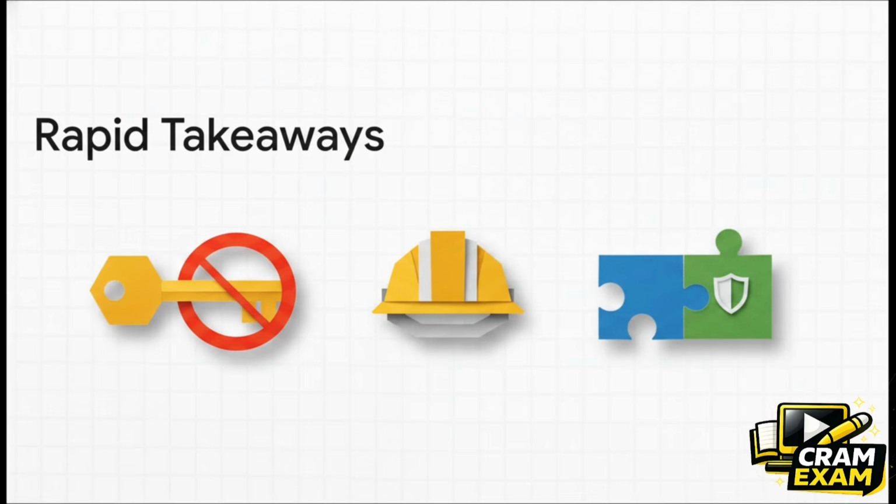All right, let's lock this down. Here are your 3 rapid takeaways for this explainer. Number 1, never hardcode access keys in your application or store them on your compute instances, because leaked keys lead to instant account compromise. Number 2, use IAM roles for applications running on EC2 or Lambda to grant your code temporary automatically rotating security credentials. And number 3, remember that an IAM role requires both a permissions policy to define what actions are allowed and a trust policy to define which service or account is allowed to assume it.